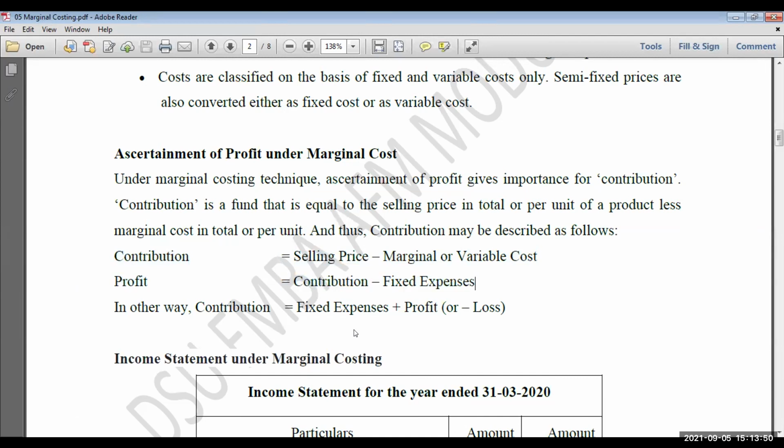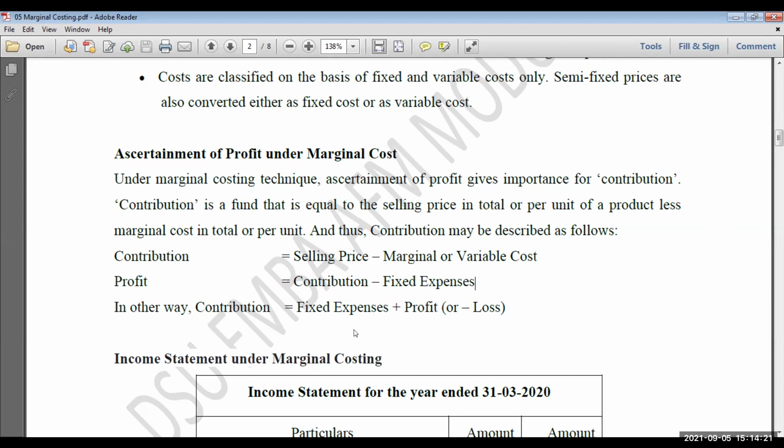Suppose fixed cost is 1 lakh, contribution is 80,000. What's the result? Fixed cost is 1 lakh, contribution is only 80,000. Loss. How much? 20,000. 20,000 is loss. So contribution minus fixed cost is profit. If contribution minus fixed cost is negative, then we can call it a loss to the company. When there will be a break-even point.